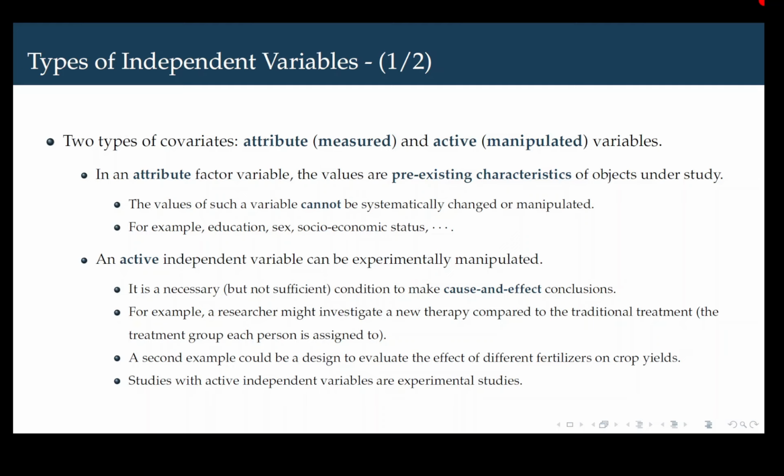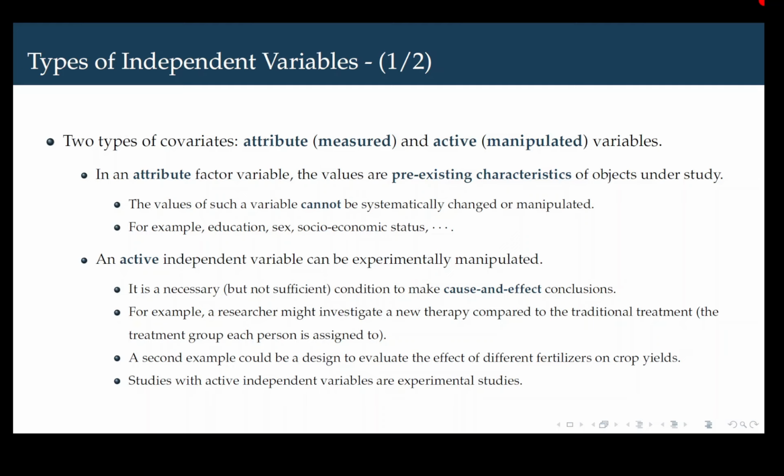On the other hand, we could have an active independent variable. In the case of an active independent variable, the values of these variables can be experimentally manipulated. Such an active independent variable is a necessary but not sufficient condition to make cause and effect conclusions. Therefore, an active independent variable is essential for making cause and effect conclusions, but is not sufficient. It's necessary, but is not a sufficient condition.